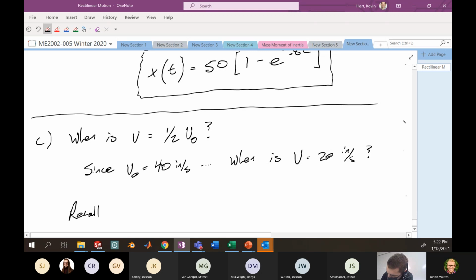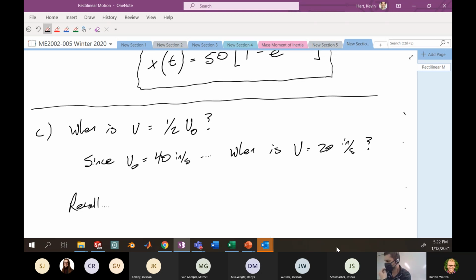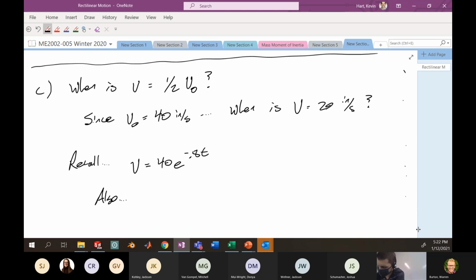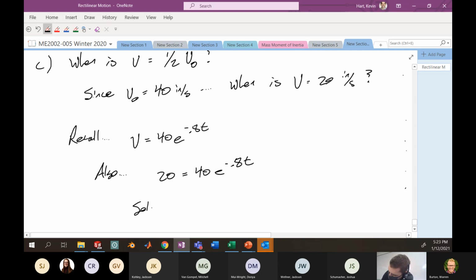So recall, we had an expression for our velocity as a function of time. Before we plugged in the initial velocity, you could just do this directly. So what we're looking at here is 20 equals 40 e to the negative 0.8 t. Solve for t. Here, it's going to take you only about a half a second.